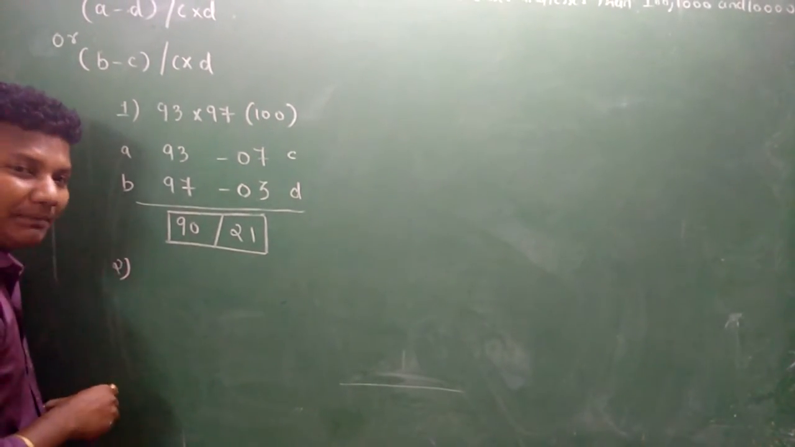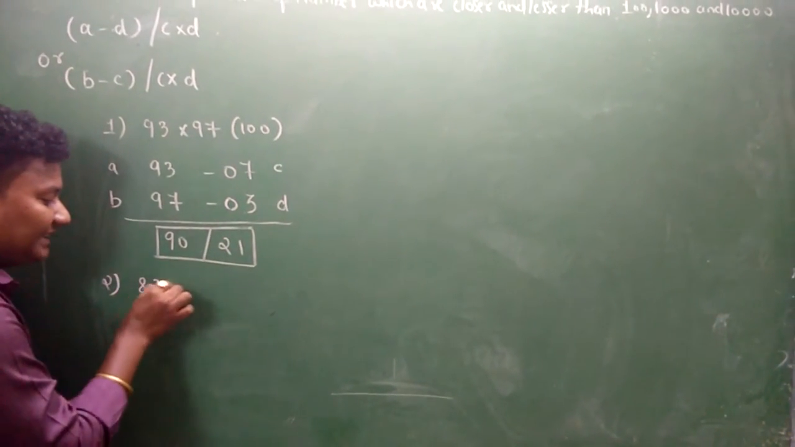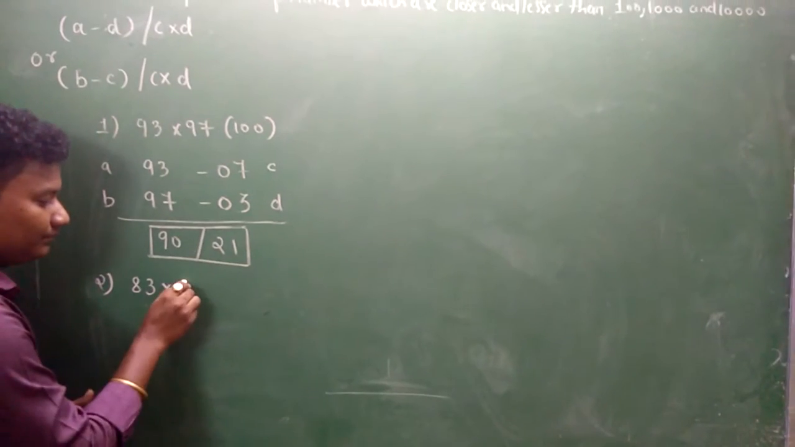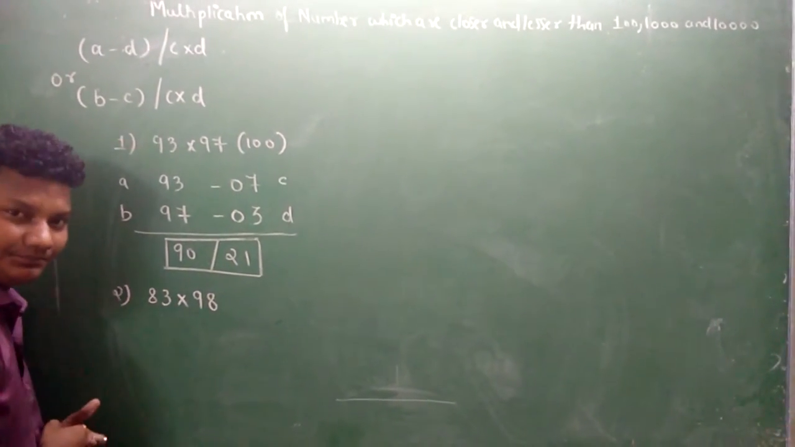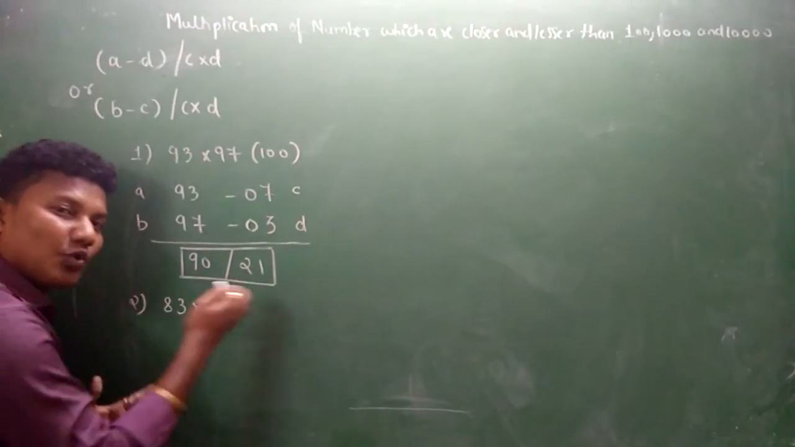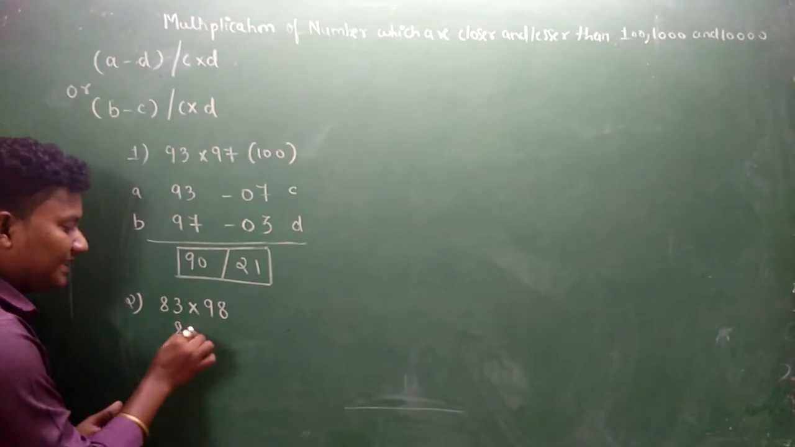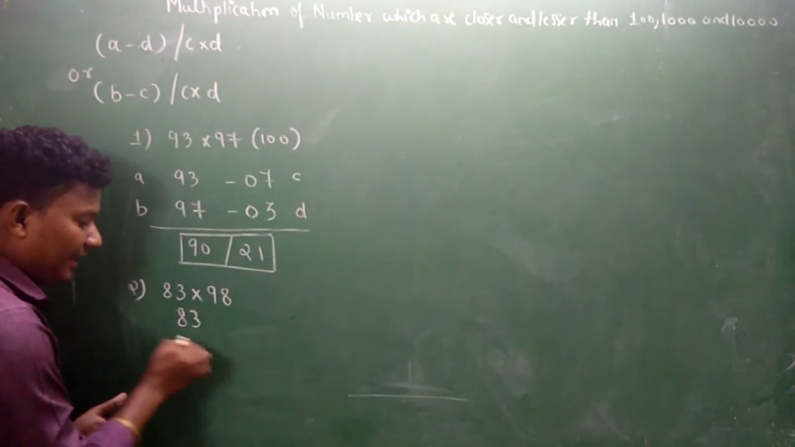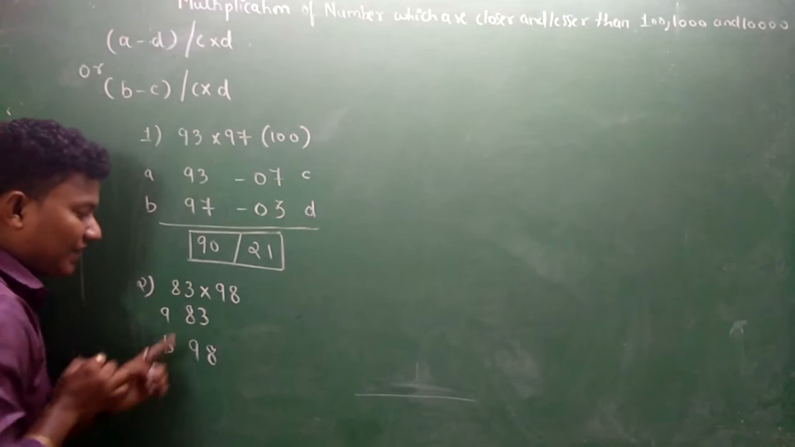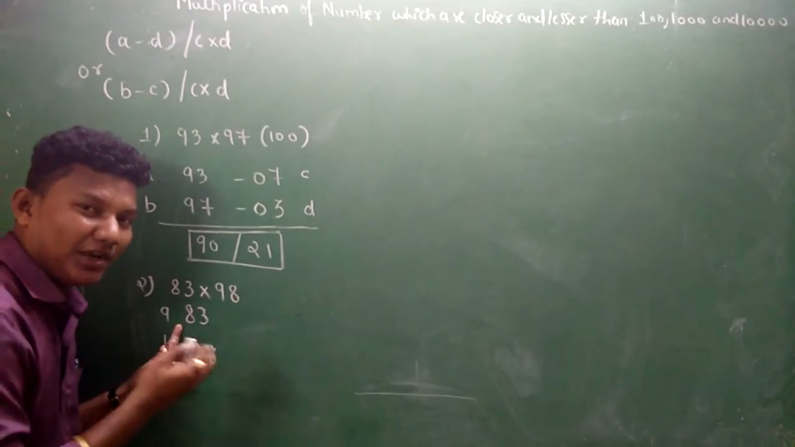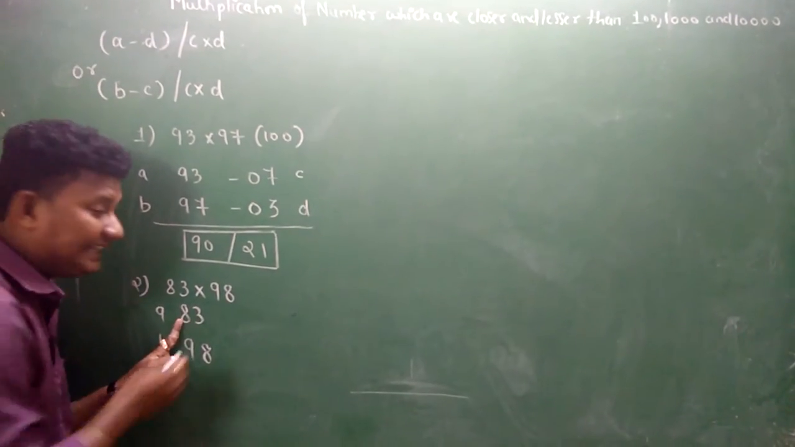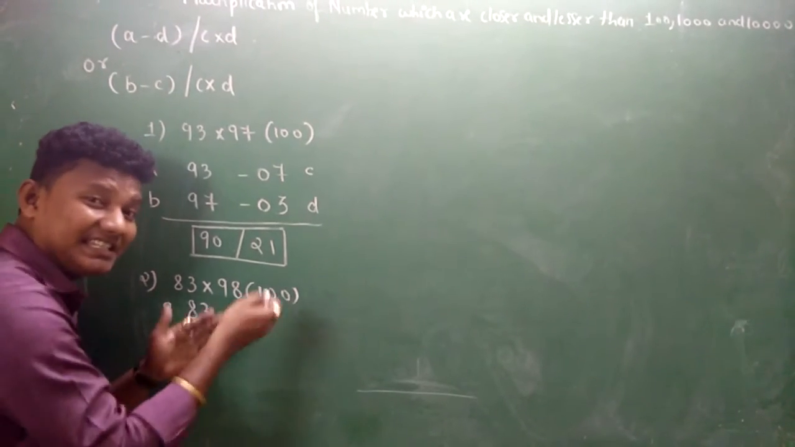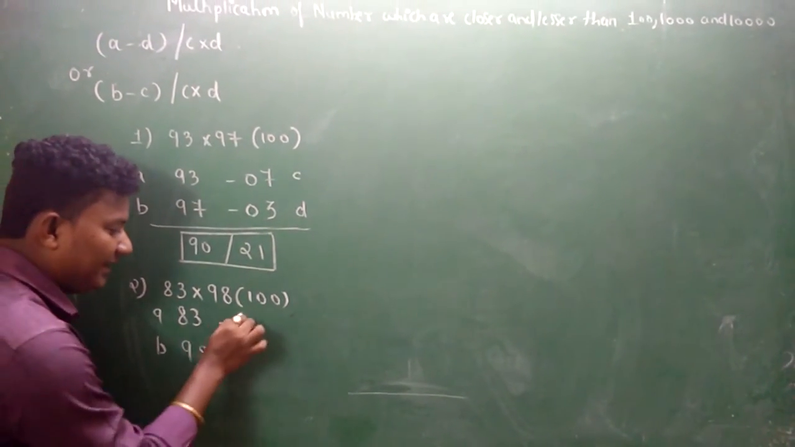Okay, so let's check the second example. For example, if you want to multiply 83 into 98. Both numbers are closer to 100. So this is 83 and 98, and we got the values of a and b. The challenging part is to find the values of c and d. Can I say 83 is 17 less?